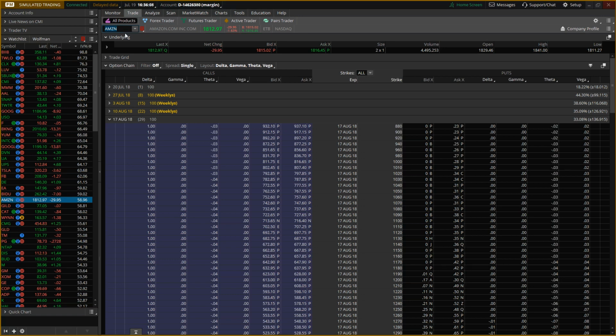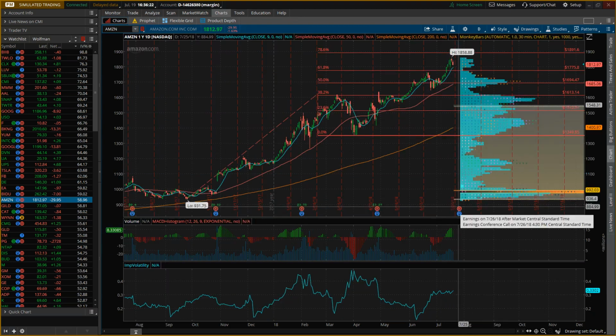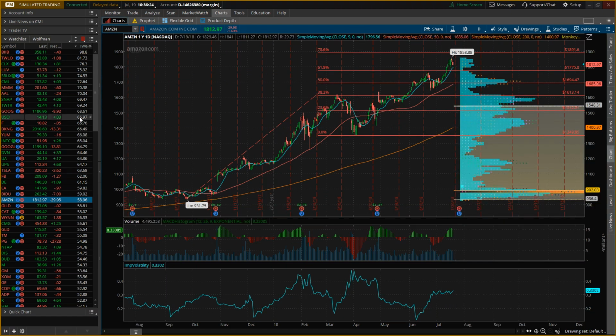Like for drug stocks, you wouldn't want a trial result. And for bonds, you wouldn't want an FOMC meeting. And for stocks, you don't want that. We don't want the earnings in there. It's going to be very difficult to find something.